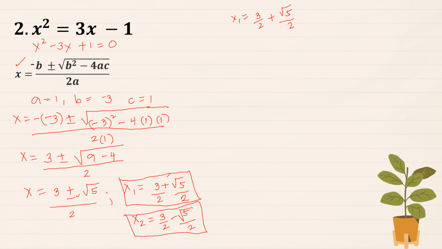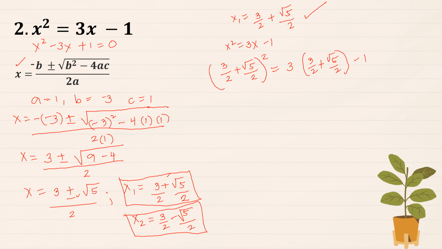So the original equation is x squared is equal to 3x minus 1. Remember that our x is this. So therefore, we have to substitute it now. 3 halves plus square root of 5 over 2, thus this is already our x to the power of 2, is equal to 3x, so 3 times our x, which is 3 halves plus square root of 5 over 2, and that will be minus 1.